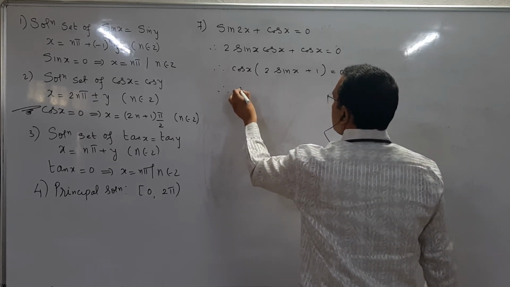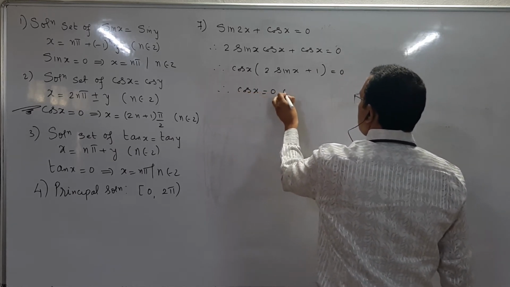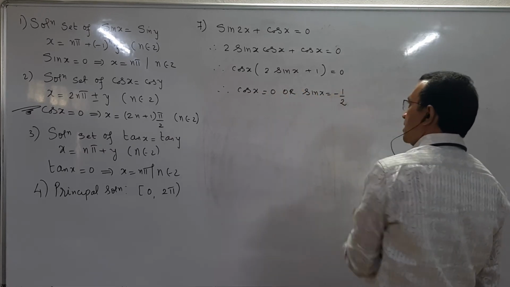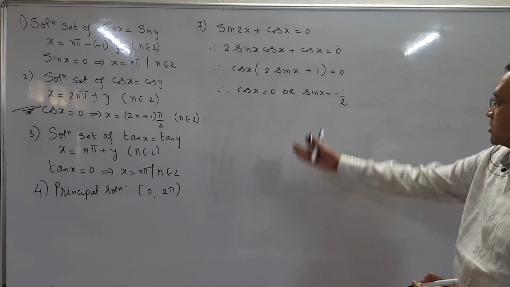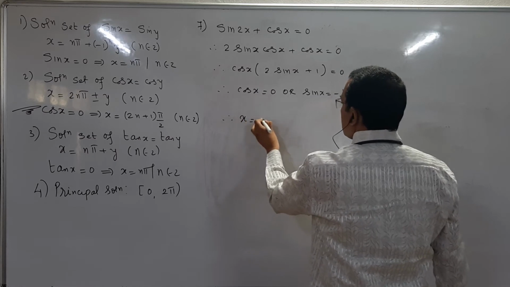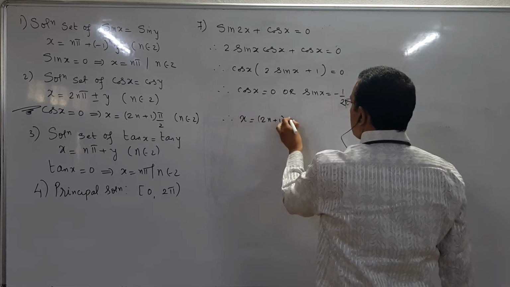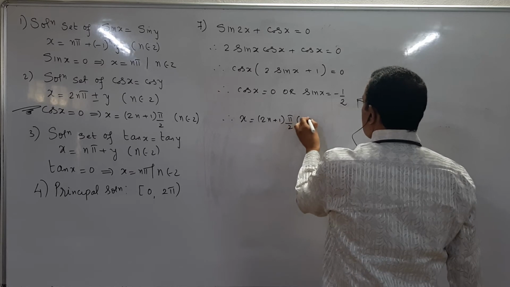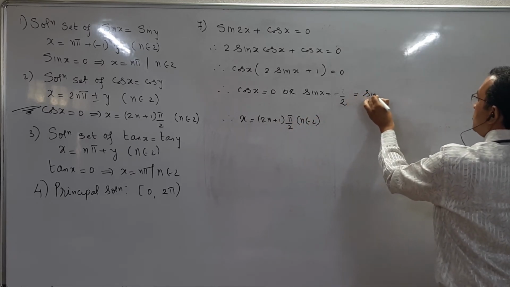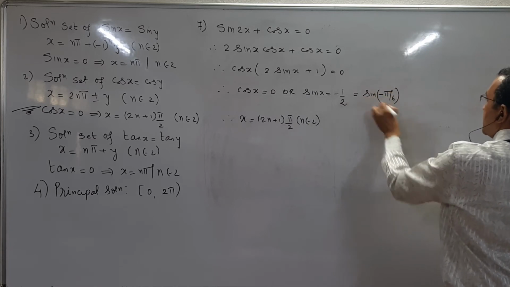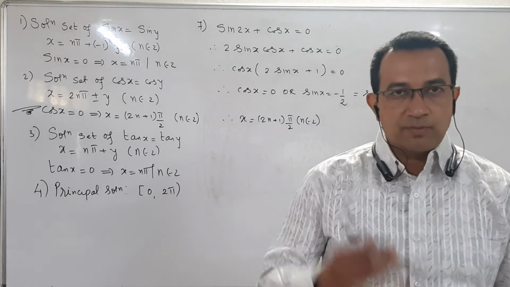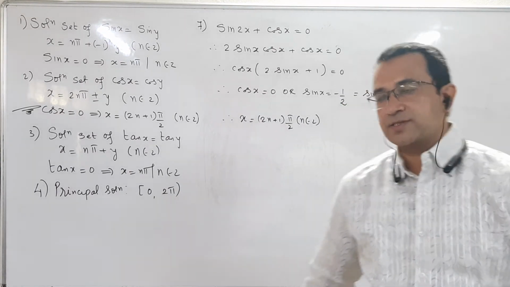Then cos x is equal to 0, or sin x is equal to minus 1 by 2. Cos x is equal to 0: apply the set of zeros of cos. So (2n plus 1)π by 2, where n belongs to Z. We replace the negative value by the acute angle only. But with the negative sign, in sine we get 1 by 2 at π by 6, so minus 1 by 2 at minus π by 6.